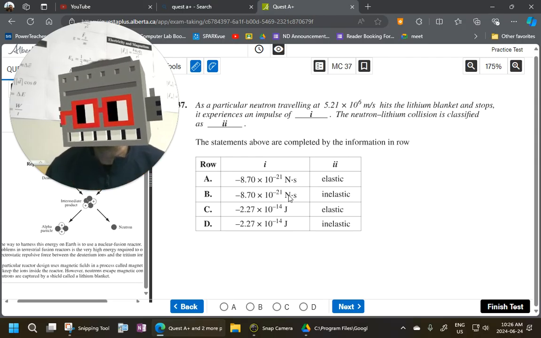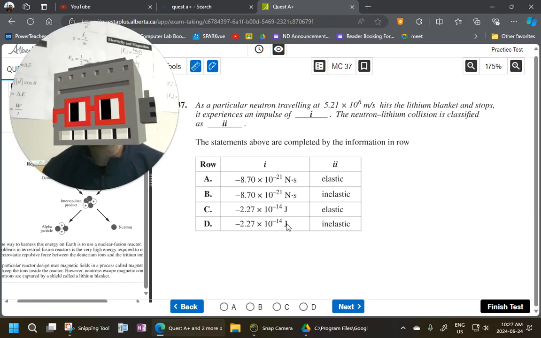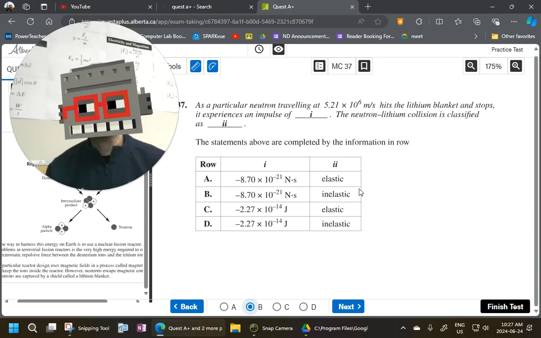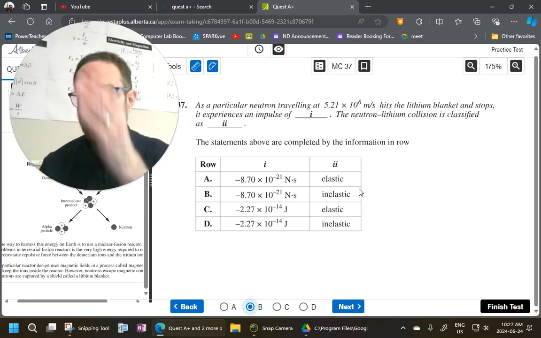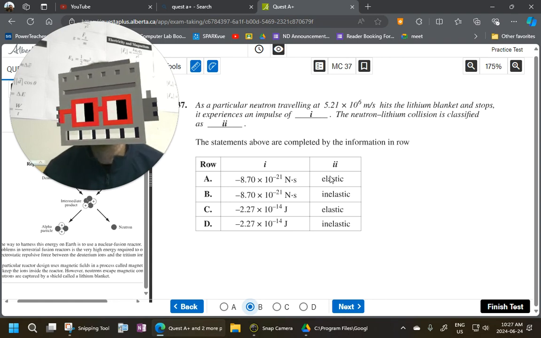So it's obviously inelastic, so it's going to be one of these two. And what are you trying to find here? The impulse. So these units are a bit weird because this is energy. So I want to say it's B just based on units alone, but let's just double check. So to find impulse, change of velocity. So it's going to be negative because I got final being 0. And then we got this, I'm going to times it by its mass. The mass of a neutron.